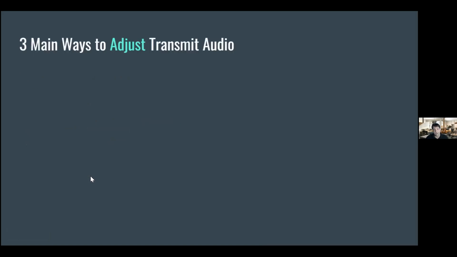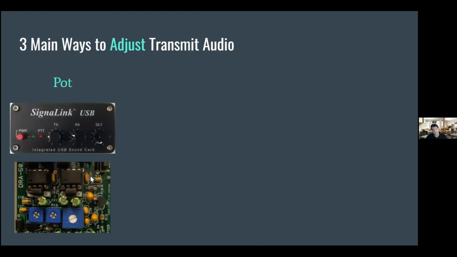Audio levels are everything in Vara, just like they are in Packet. There are three main ways to adjust transmit audio, and we'll show you the receive audio in a moment. There's usually a pot that you can adjust. In the signal links, it's super easy. There's a TX pot, there's a receive pot that has your incoming audio, right? And then, of course, you have the delay.